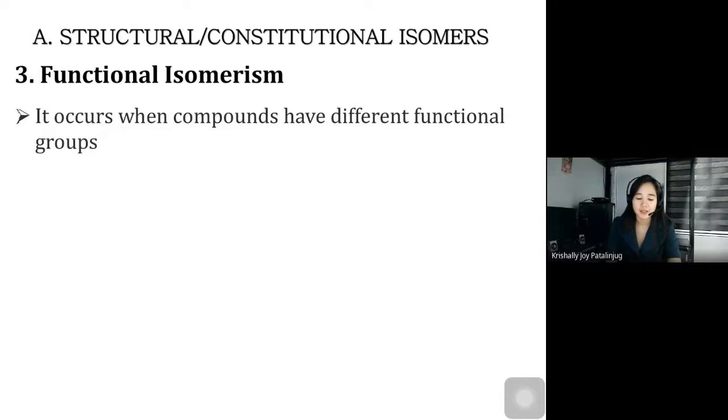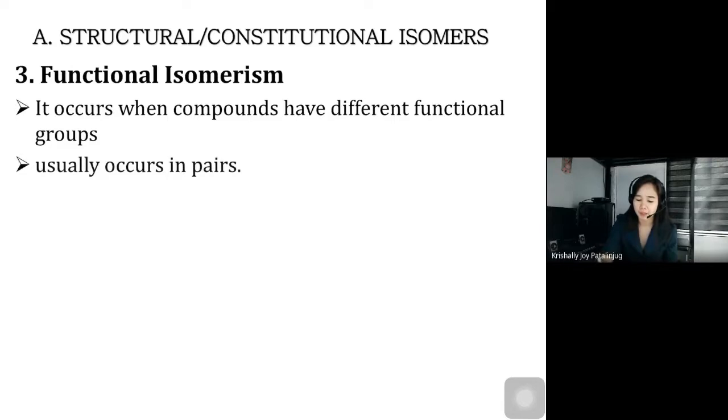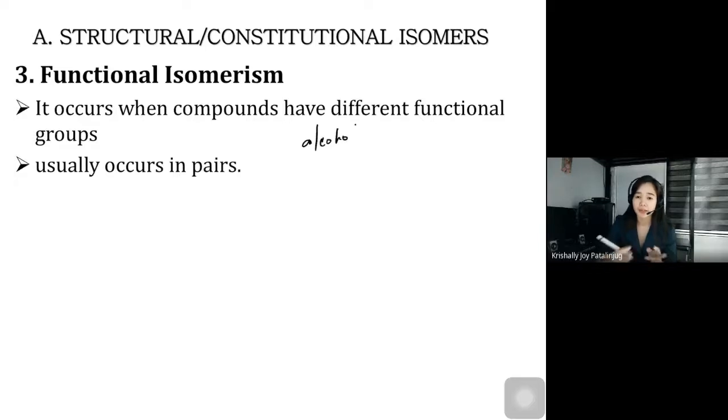So yung functional isomerism, it occurs when compounds have different functional groups. So kumbaga, nagkakaiba yung structures dahil yung set of molecules, magkaiba talaga yung functional group present. And please take note of this, kapag functional isomerism is being observed, they usually occur in pairs. So halimbawa, ang alcohol molecule, it will always have an equivalent isomer in a form of ether.